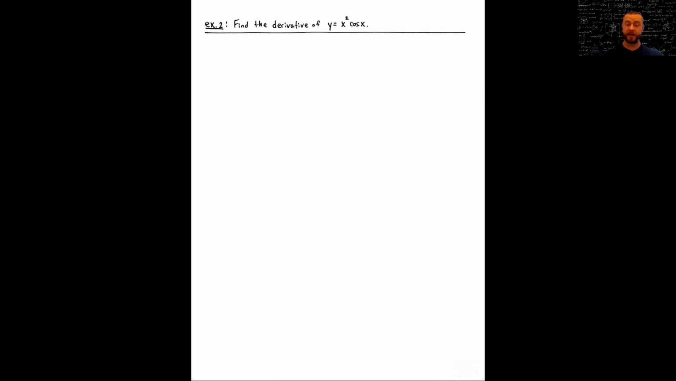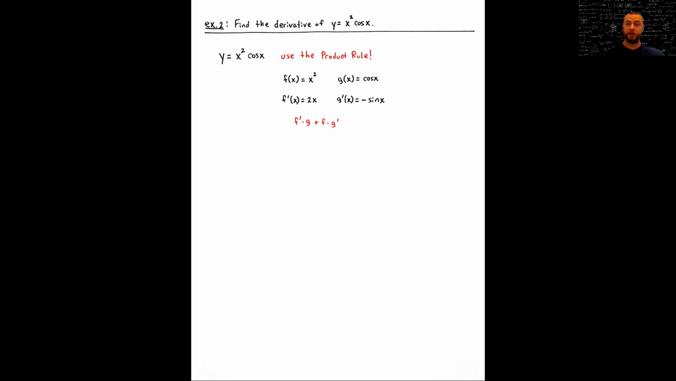All right, we're going to go through this applying divide and conquer. We already have this written as a product. So we'll think of x squared as being f of x, and cosine of x as g of x. Calculate the respective derivatives. The only new part is in differentiating g of x. We just learned, and it might not have sunk in yet, but the derivative of cosine is negative sine. So all the work is done. We can now combine these 4 pieces together using the product rule.